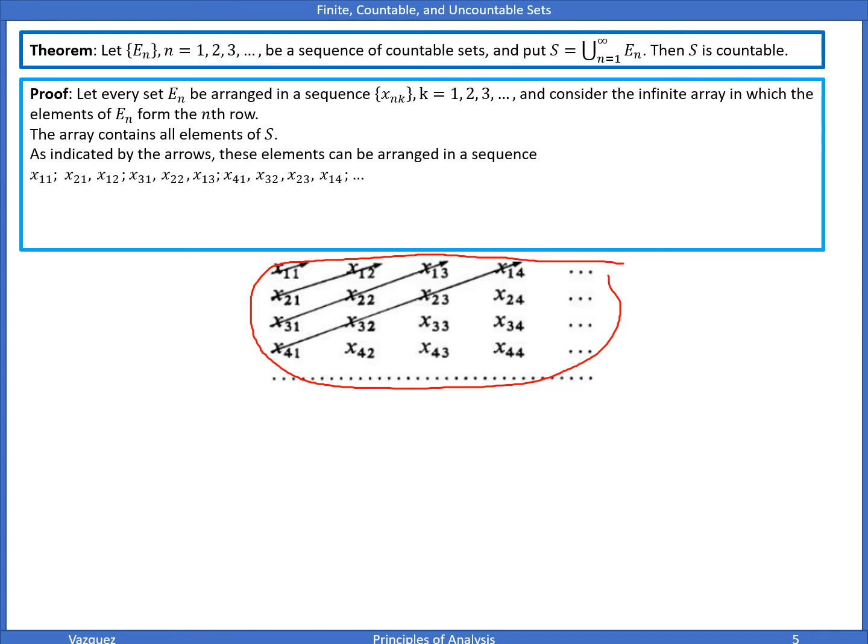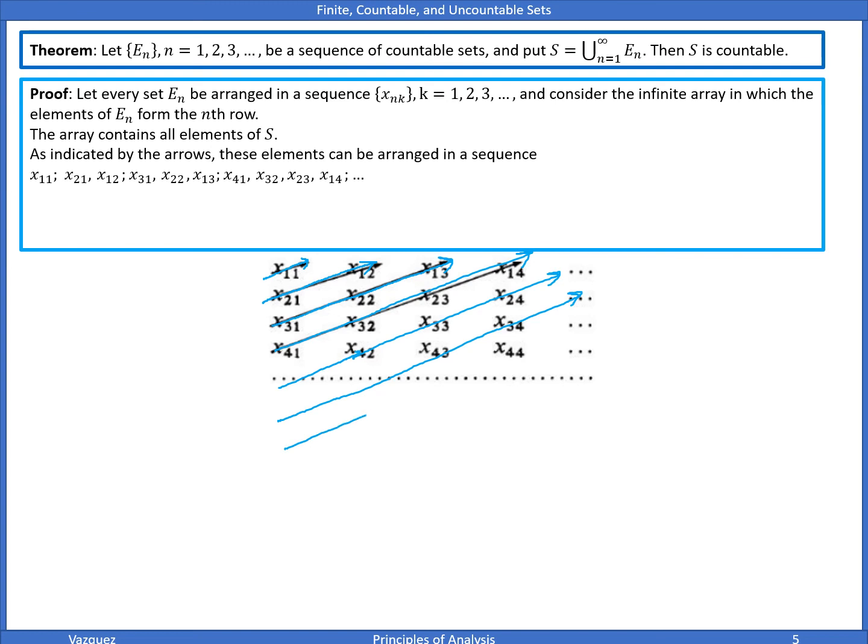So we're going to arrange these in a sequence. So first, we go x sub 1,1, and then x sub 2,1, x sub 1,2, and then x sub 3,1, x sub 2,2, x sub 1,3. We just keep going on and on. So these arrows would keep going like this, so on and so forth, right? We arrange them in a sequence looking like this.